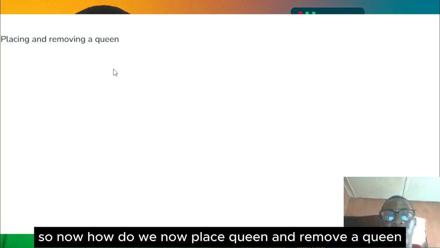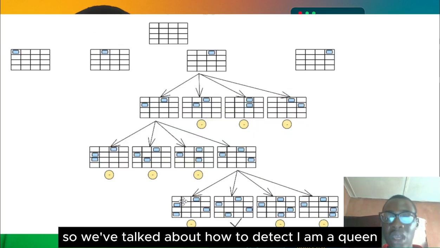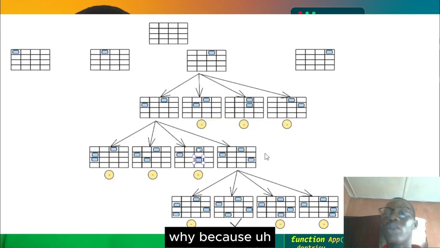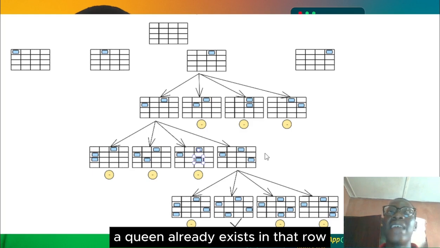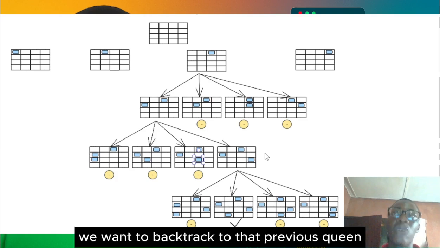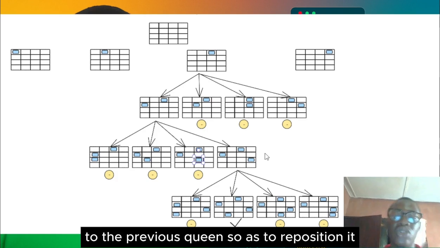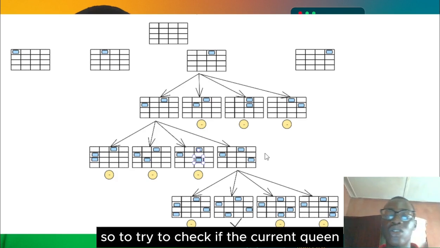So now, how do we place a queen and remove a queen? We've talked about how to detect a queen. Then how do we place and remove it? Because whenever we detect that a queen already exists in that row, column, diagonal or anti-diagonal, what we want to do is backtrack to the previous queen so as to reposition it. Whenever we reposition it, we then try again to check if the current queen can now be placed without being attacked.